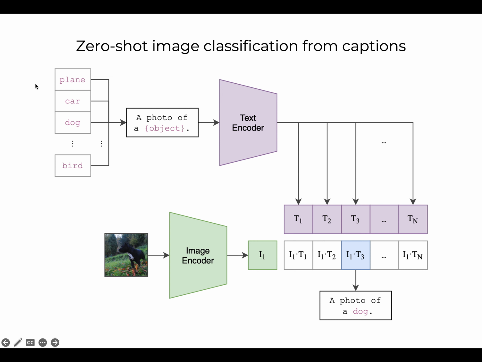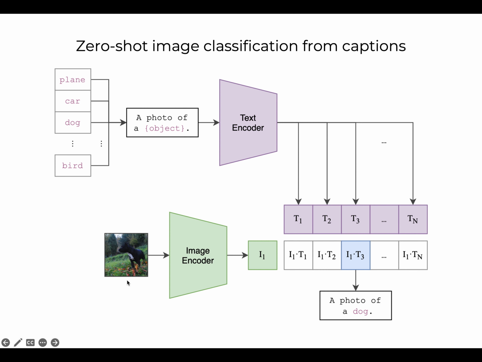So effectively, we can use this to do zero-shot image classification by just describing the classes. So if I have a set of classes I would like to be able to recognize in the image, so plane, car, dog, etc., I can turn that into a caption, something like a photo of a dog, a photo of a car. I encode that sentence, and I encode each sentence for each of the classes I want to be able to recognize. That gives me a set of n embeddings representing these different classes.